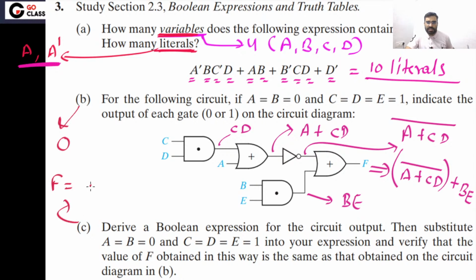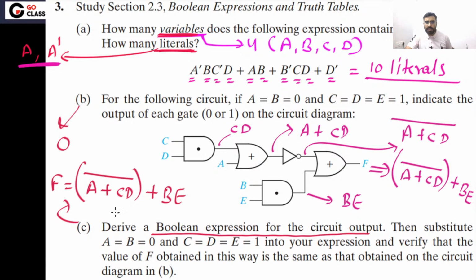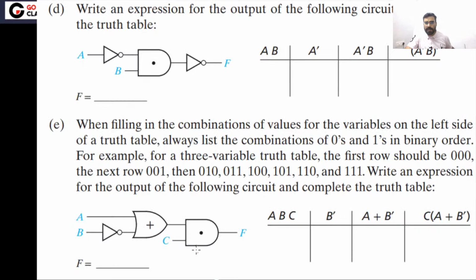You know that F is equal to A plus CD whole complement, plus BE. This will be your expression for F. The question is asking for the Boolean expression for the circuit output. The circuit output is F, so this will be the Boolean expression. This question you can take as homework.